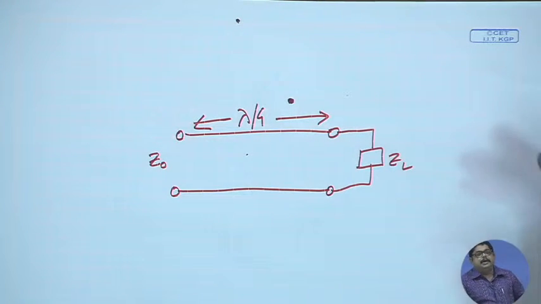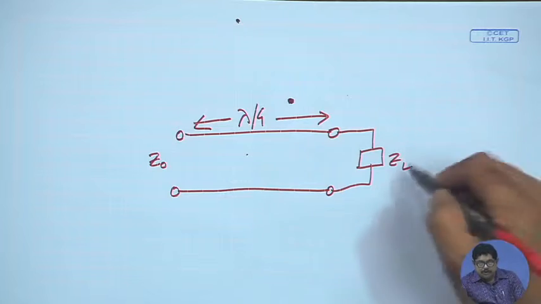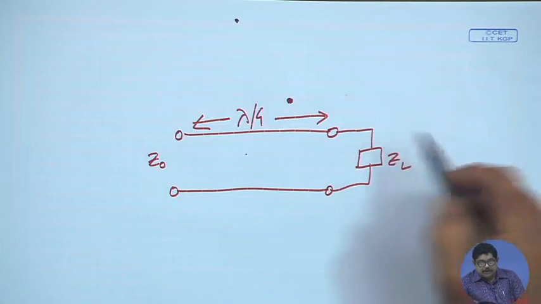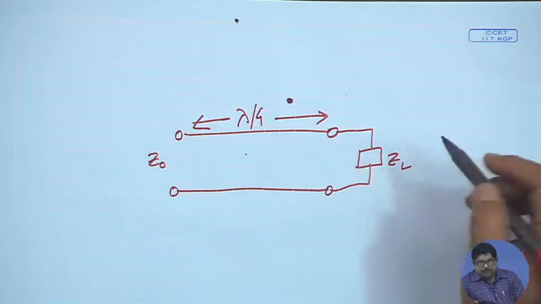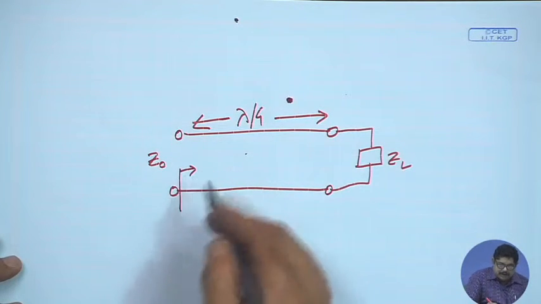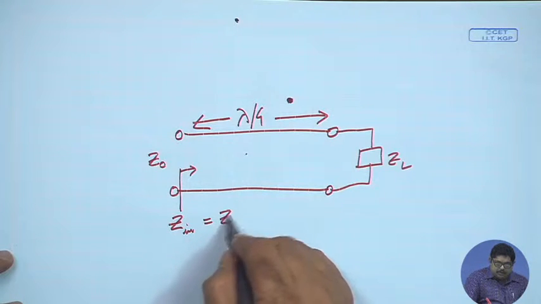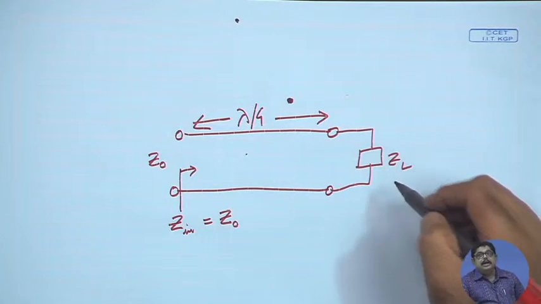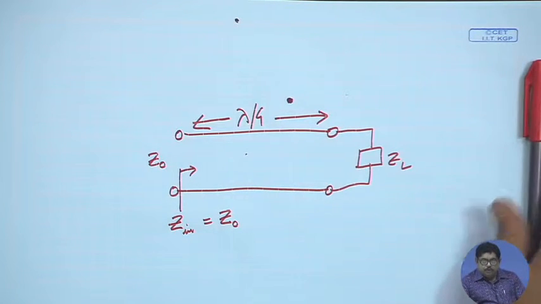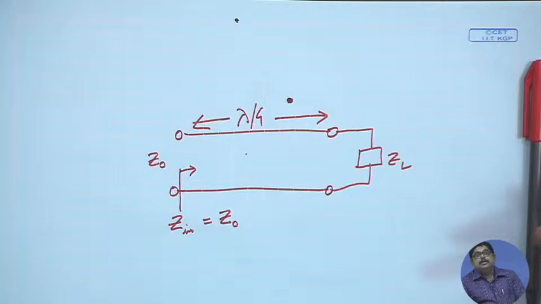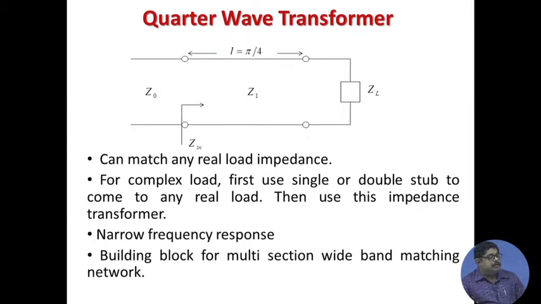Usually characteristic impedances of transmission lines are real quantities. In this case, looking from this side, we will see an input impedance that will be Z0 only for real ZL. But we know that if our ZL is not real, we can place a stub matching device, and by single or double stub, whatever you prefer, you can come to a real load and then this impedance transformer can be used.